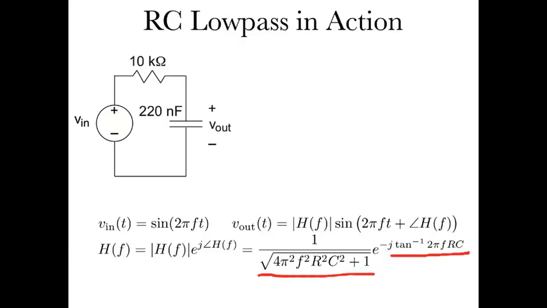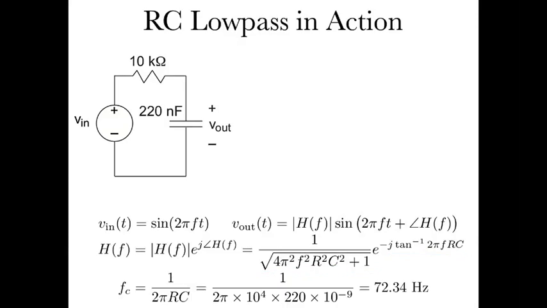Then we want to see where the magnitude is 1 over the square root of 2 times that maximum value, which in this case is 1. It's clear that it's equal to 1 over the square root of 2 when this expression equals 1, because the square root of 1 plus 1 gives us what we want. We've calculated this several times, and we know the cutoff frequency is given by 1 over 2 pi RC.